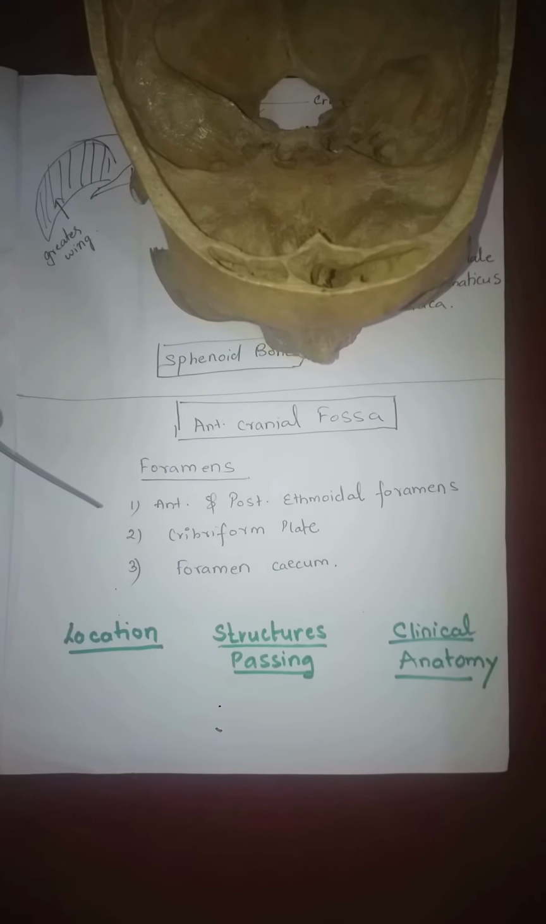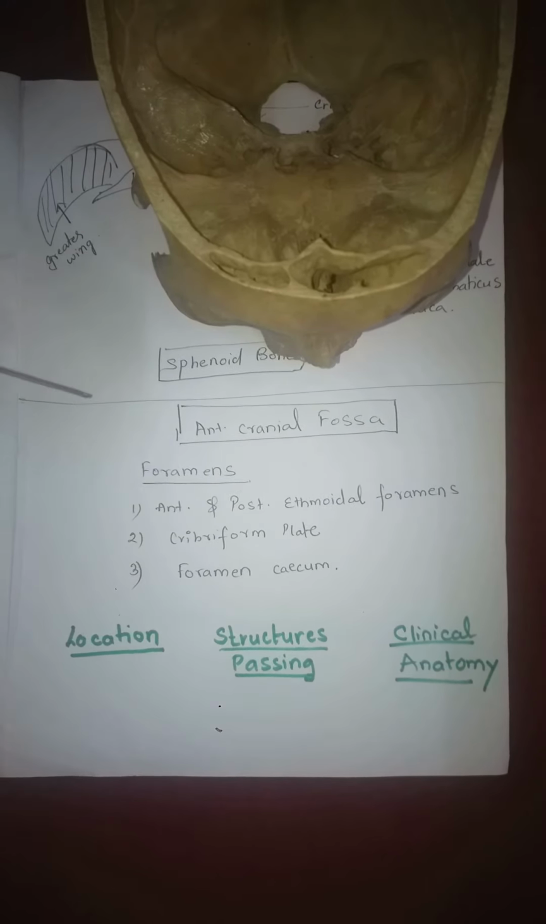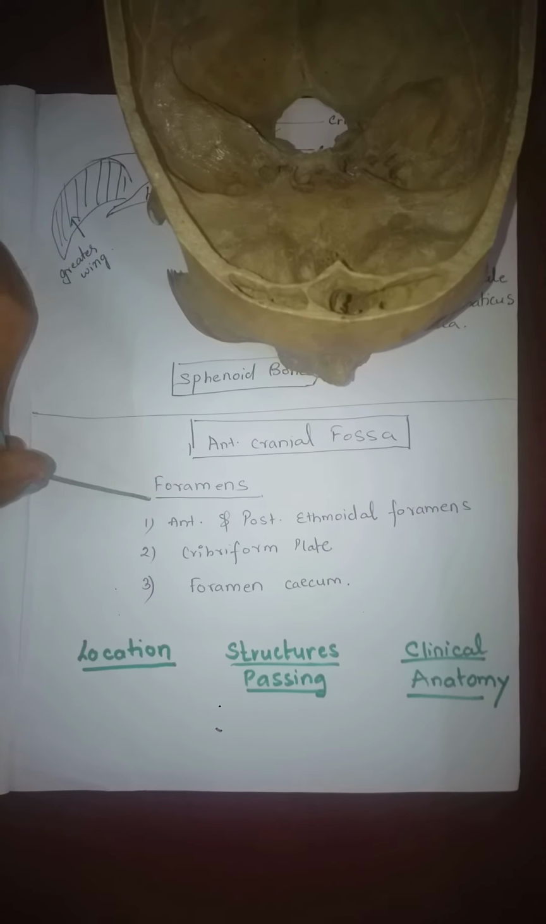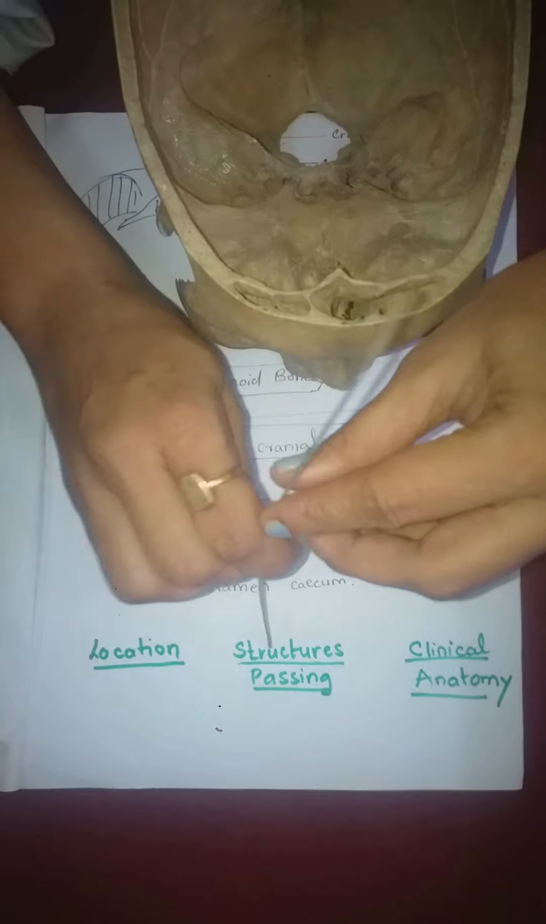So now we are ready to learn about what are the foramens in the anterior cranial fossa. I will be showing you the foramens from the inner aspect of the skull. For all the foramens which we learn about, there are a few things we will have to recall at the end: recall the location of each foramen, recall the structures passing through each foramen, and recall the clinical anatomy.